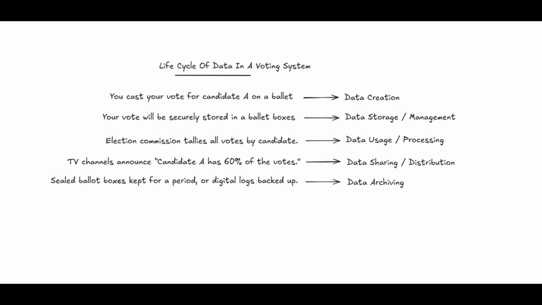Once the result is declared, those election records are stored for audit or legal purposes, which becomes the data archiving process. Finally, after the legally required retention period is completed, the old voting data may be destroyed or removed. This is when the data deletion and removal process comes in.